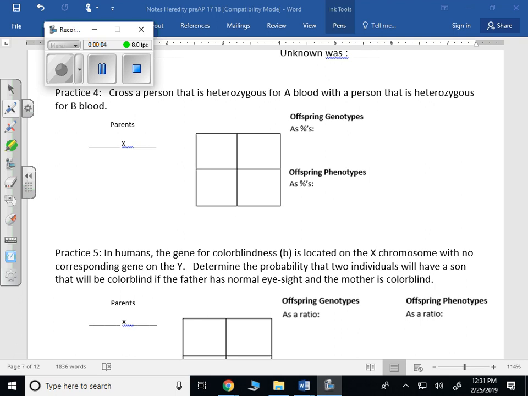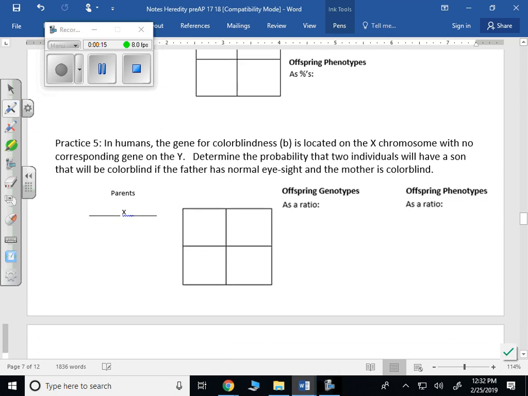In our notes today, we worked some Punnett squares that have to do with sex-linked traits. So at the bottom here, for practice number 5, it talks about a trait that's on the X chromosome. It says, in humans, a gene for color blindness is located on the X chromosome with no corresponding gene on the Y. Determine the probability that 2 individuals will have a son that will be colorblind if their father has normal eyesight and the mother is colorblind.